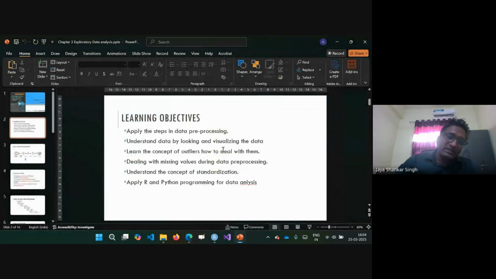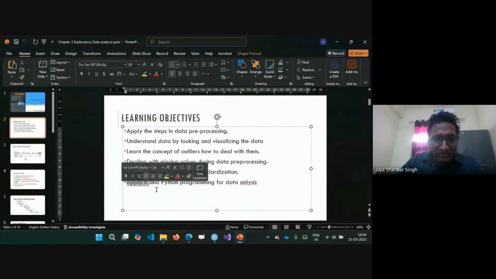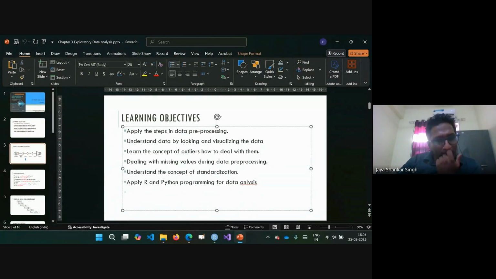Okay, ठीक है. We will apply the steps in data pre-processing and understand how to visualize data. ठीक है. We will do some plotting in R. We will be using mostly R here. Python नहीं use कर रहे हम लोग. Okay.